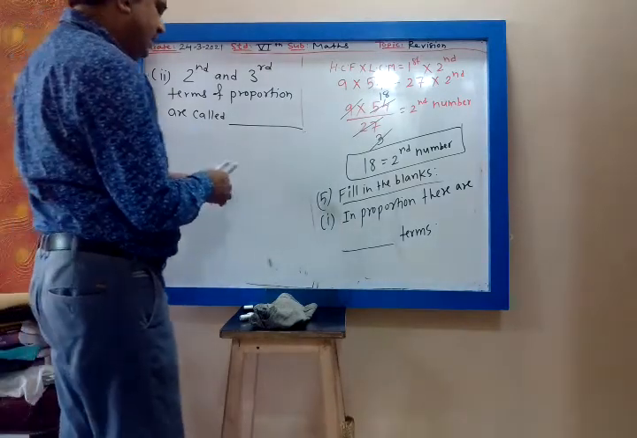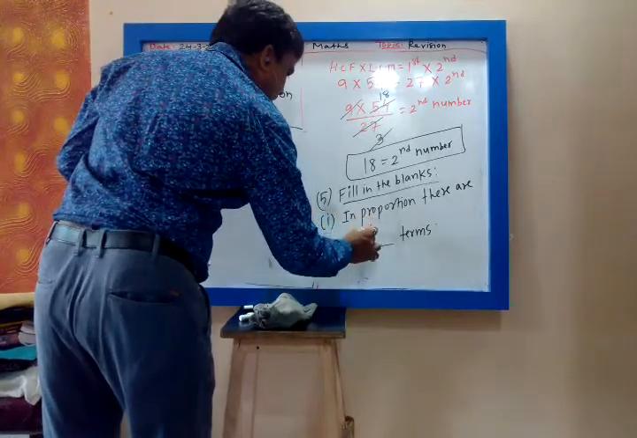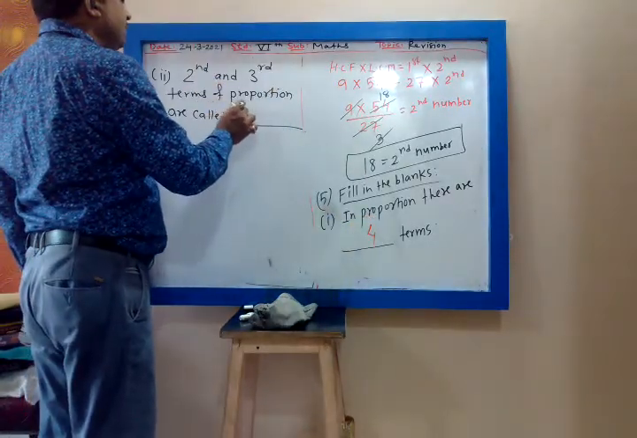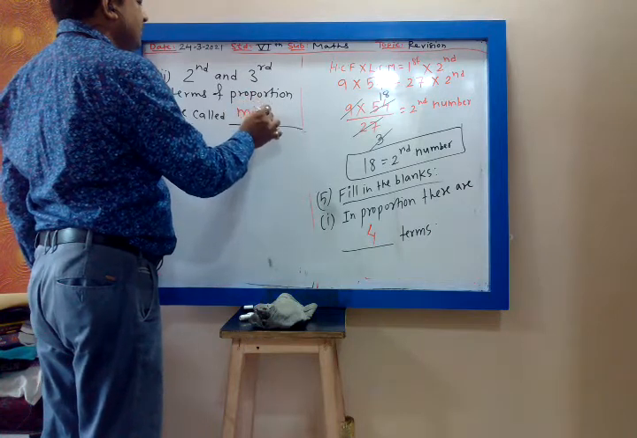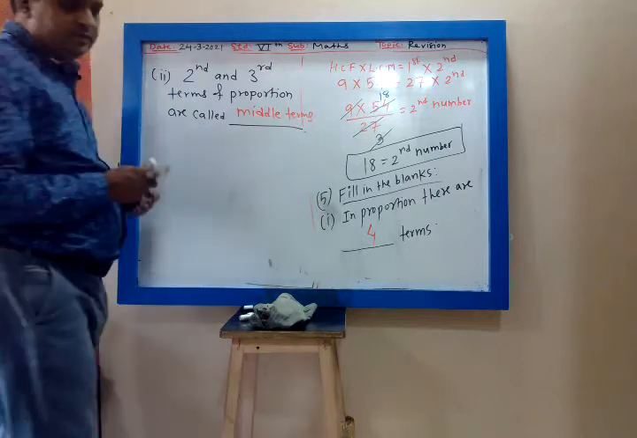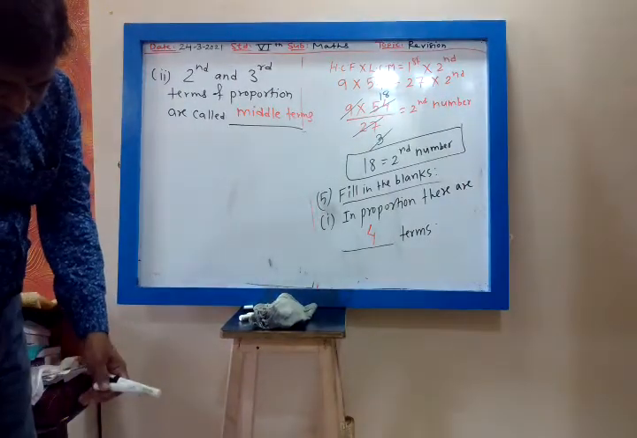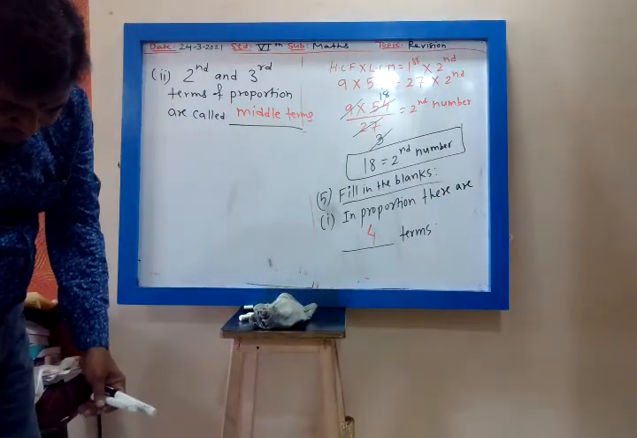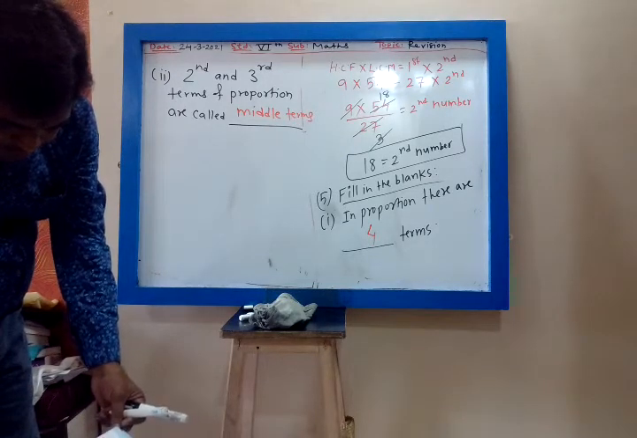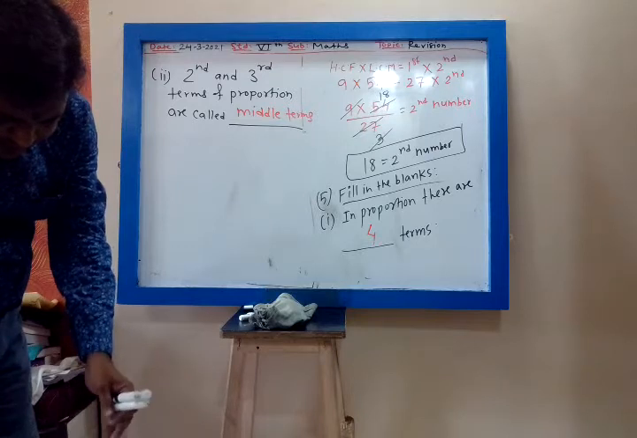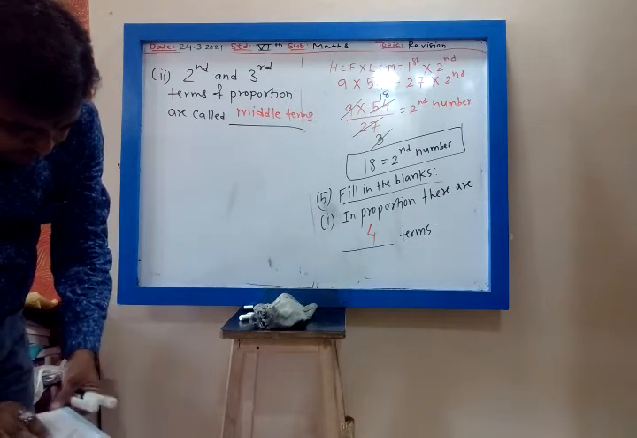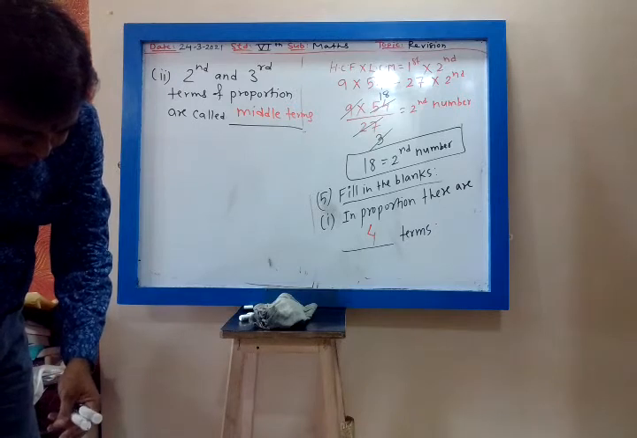In proportion there are 4 terms. Then second and third terms of proportion are called middle terms or mean terms. This is the answer. You can write mean term, you can write middle term. It is up to you.